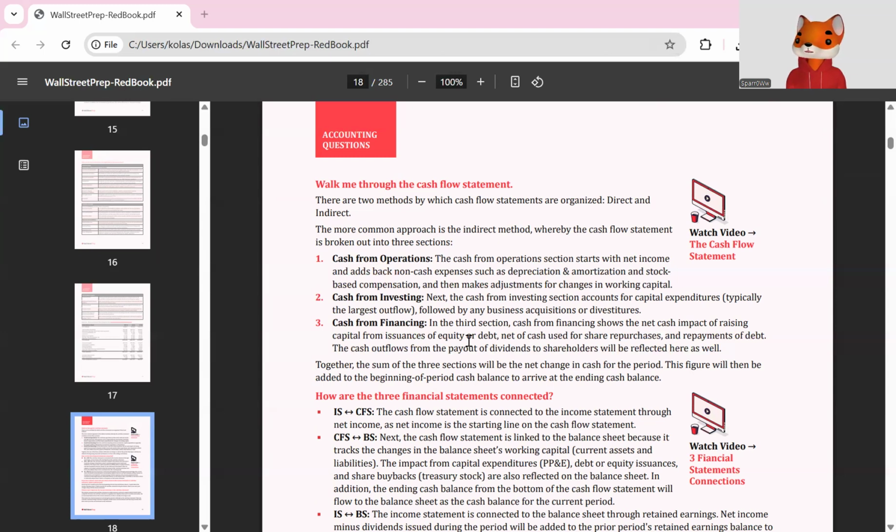Cash from investing. The cash from investing section accounts for capital expenditure, typically the largest outflow, followed by any business acquisitions or divestitures. Cash from financing shows the net cash impact of raising capital from issuances of equity or debt, net of cash used for share repurchases and repayments of debt. The cash outflows from payout of dividends to shareholders will be reflected here as well. Together, the sum of the three sections will be the net change in cash for the period. This figure will then be added to the beginning of the period cash balance to arrive at the ending cash balance.